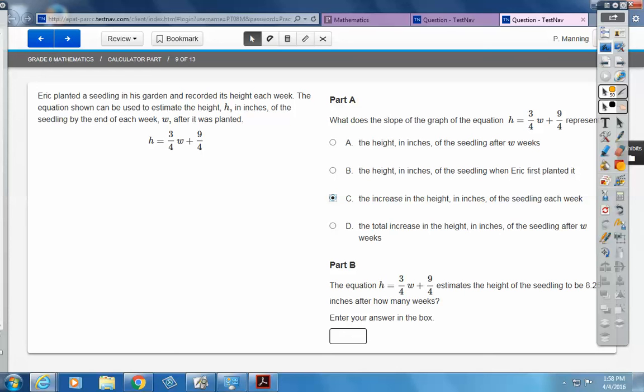The seedling is now 8.25 inches after how many weeks? Okay, so is 8.25 a w or an h? It's an h, right? Because it's the height. So we have 8.25 is equal to 0.75w plus 2.25.